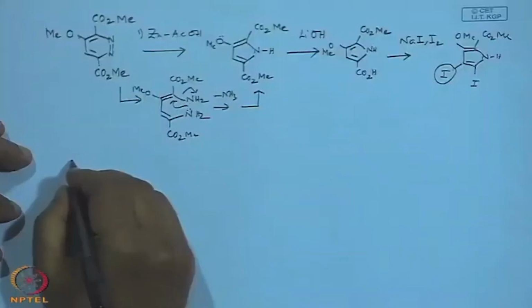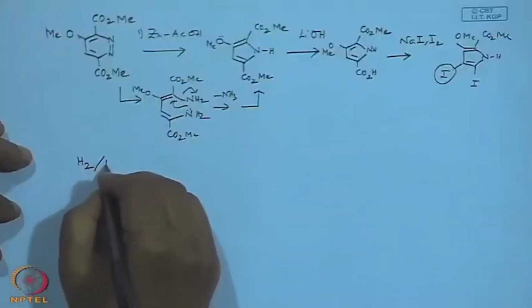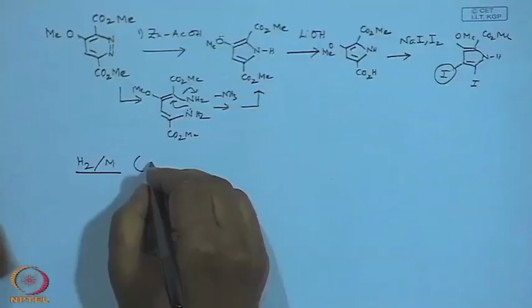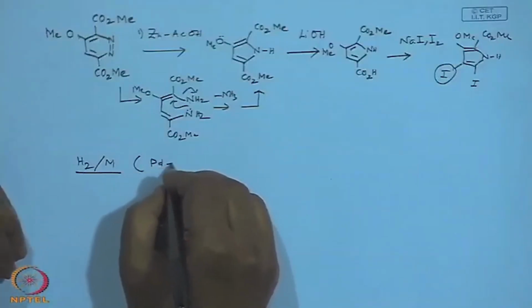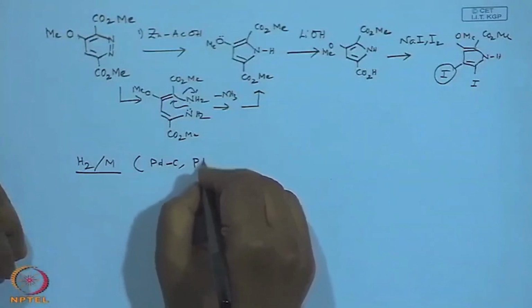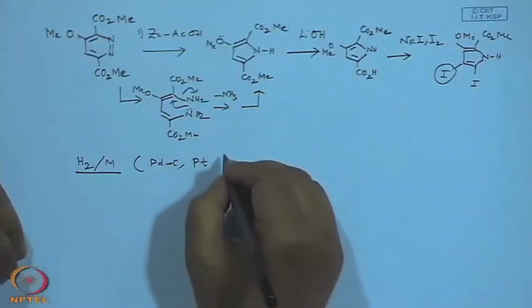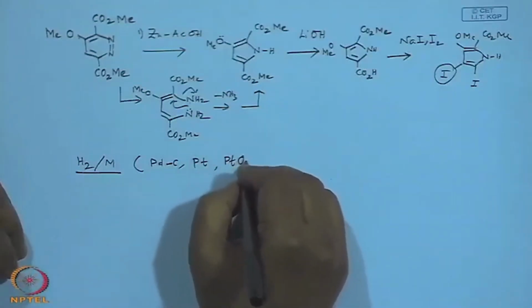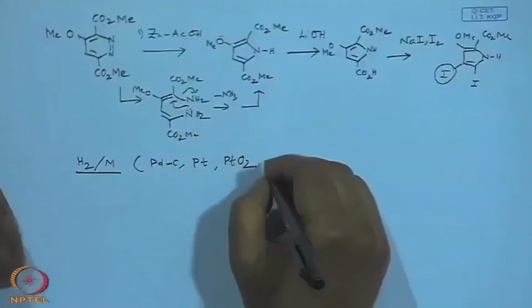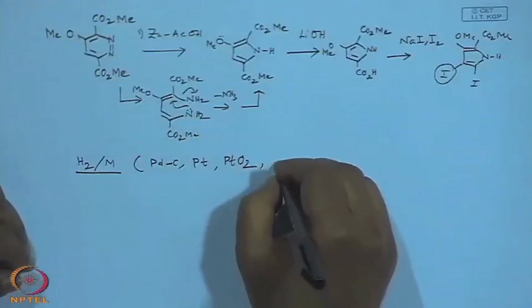the next one is, let us say, hydrogen and metal system, and this is widely used. In organic chemistry, reducing agent means hydrogen and metal. Now, metals could be, all of us know by now, the first choice is normally palladium on carbon, then the second popular metal is platinum, third platinum oxide, because that is readily available, it gets converted in situ into the platinum metal, and then what else?